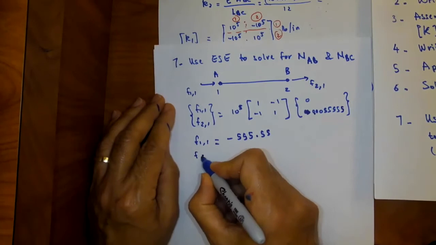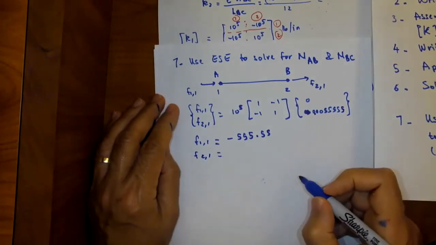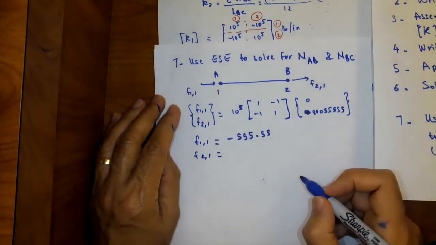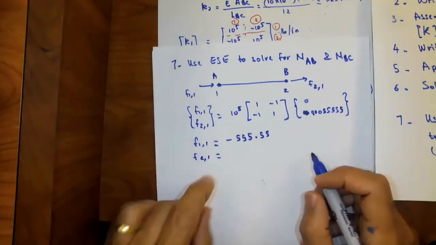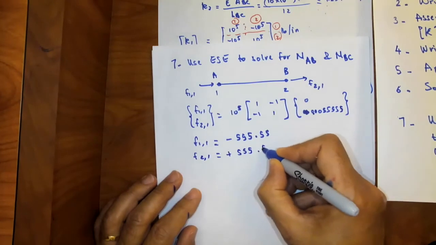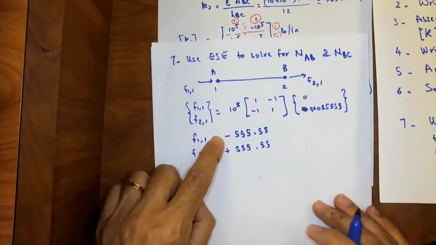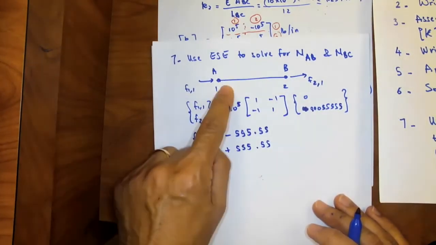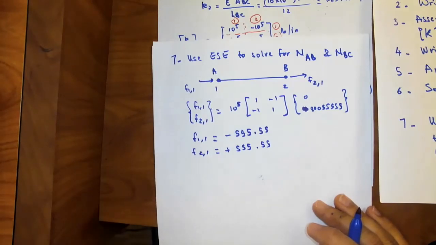And F21 is equal to, now I have a positive 555.55. So one is negative, one is positive. Is AB in tension or in compression? How did you know?